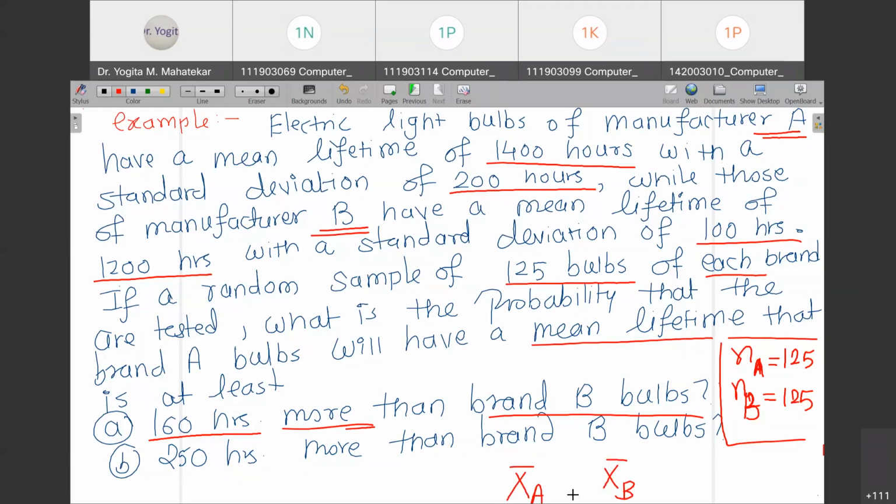What is XA bar? XA bar is the random variable of mean lifetime of brand A bulbs from manufacturer A. And XB bar is the sample mean of bulbs from brand B. And we are going to compare them, and I have to find the probability. So can you express the A part in our statistical notation and the B part also in our notation?